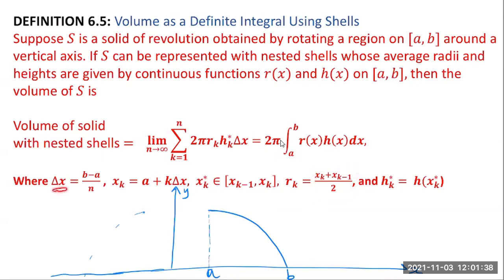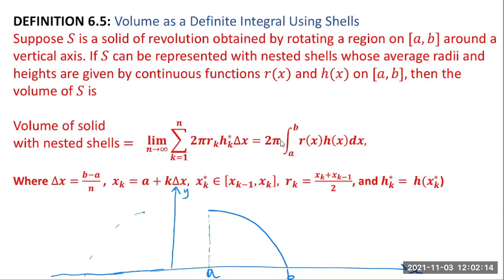Of course, this delta x and xk have the same meaning that we had in the Riemann sum section. Delta x is always (b minus a) over n, and xk is always a plus k times delta x. Of course, this xk star is a number between xk minus 1 and xk, and rk is the average of xk and xk minus 1. And hk star is the height of the shell at x equals xk star. So xk star is a number from this interval.